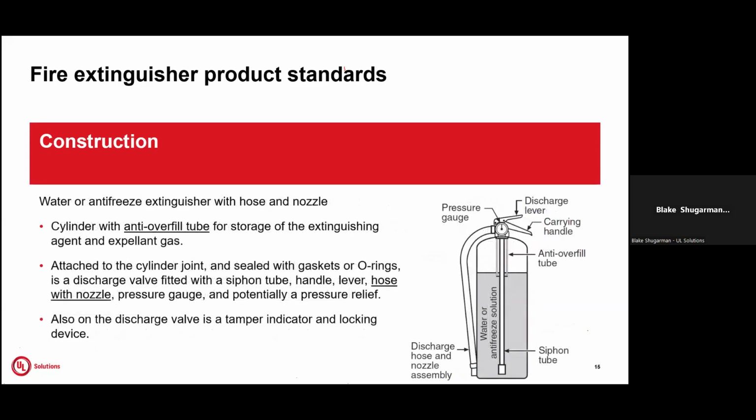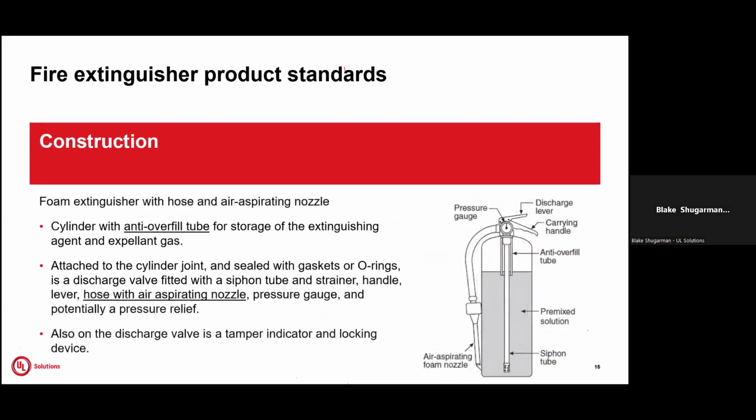Switching over to water or antifreeze extinguishers. These are almost nearly identical to the larger dry chemical extinguishers for stored pressure, except that they have an anti-overfill tube. And almost lastly, compared to water extinguishers, these extinguishers here, which are foam extinguishers, typically include an air aspirating nozzle for the discharge device.